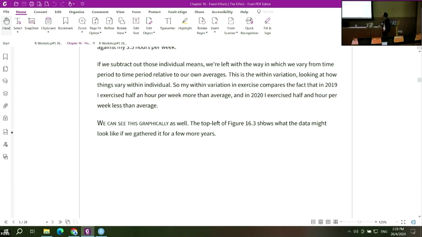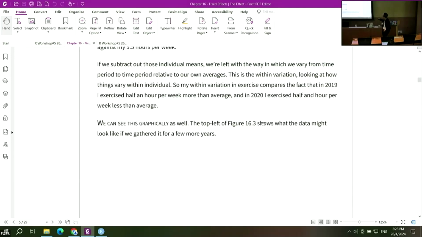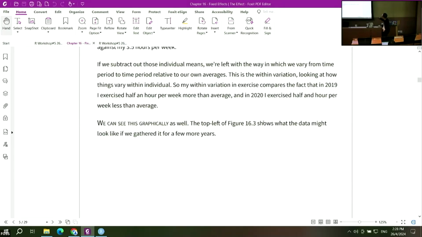So that's the idea. Now, why are we talking about this? This is what we call the within variation, looking at how things vary within individuals, which is us. So my within variation in exercise compares the fact that in 2019, I exercised half an hour per week more than the average, and then in 2020, half an hour per week less than the average.